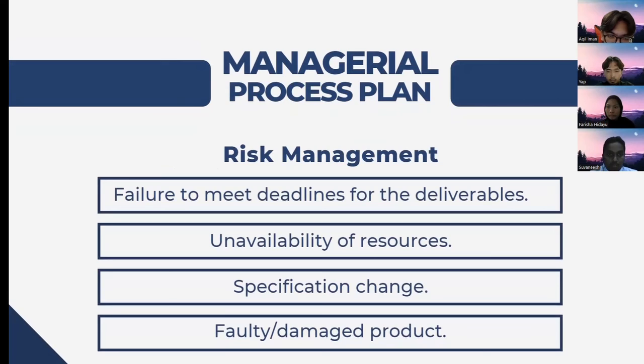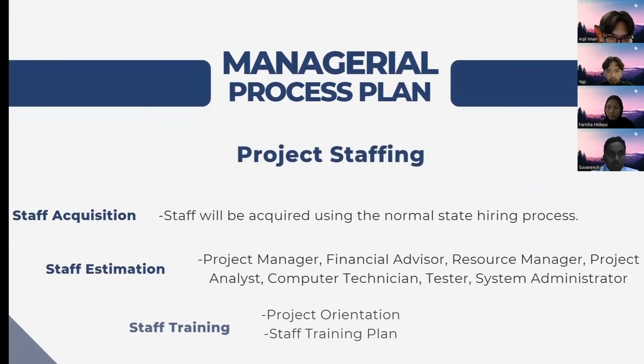Next is the risk management. This section mentions any potential risk for the project and how to counter it. The first is the failure to meet deadlines for the deliverables. To counter this by monitoring and controlling, we need to set up milestones in advance of the final due date for each deliverable. Next is the unavailability of resources. We have to reassign resources to fill the gap. Next is the specification change. The client will be made aware in advance of the amount of specification change of the product. And lastly, the faulty or damaged product. We can counter this by contacting the supplier.